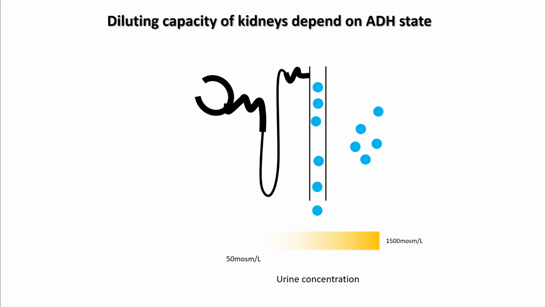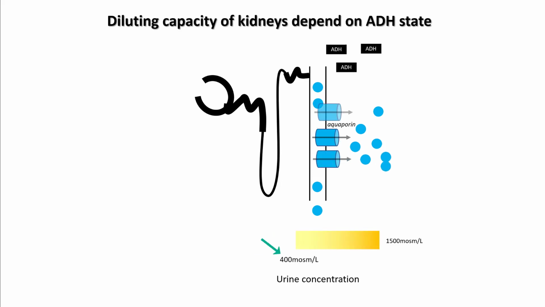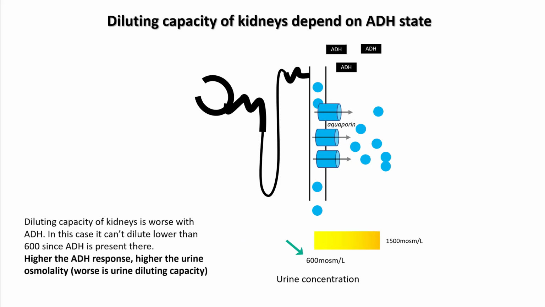As you remember, the diluting capacity of kidneys depends upon the state of ADH. As your ADH increases, so do the aquaporin channels, and this will result in more free water absorption, and your urine dilution capacity is going to decrease. So a normal urine diluting capacity is 50 milliosmoles per liter, and because of the ADH, your urine osmolality is now 600. Higher the ADH response, higher the urine osmolality.